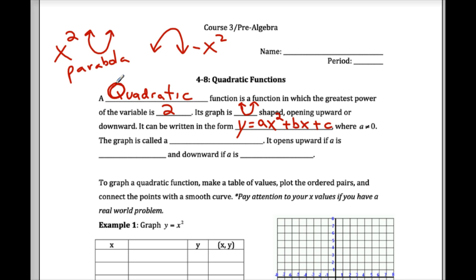All right, this graph is called a parabola. Okay, it opens upward if a is positive. And that's that coefficient, guys, of your x squared. The thing in front of your x squared. If that's positive, it opens upward, and it's downward if a is negative. And we're going to give ourselves little hints as we do this.